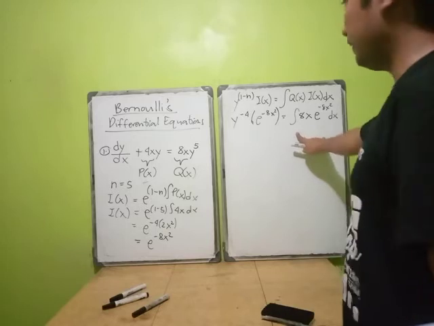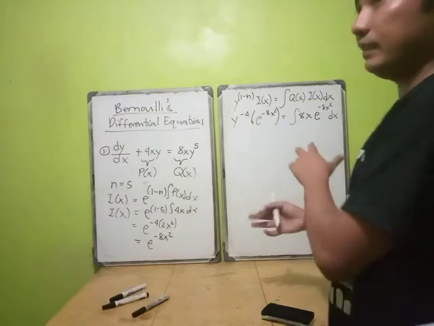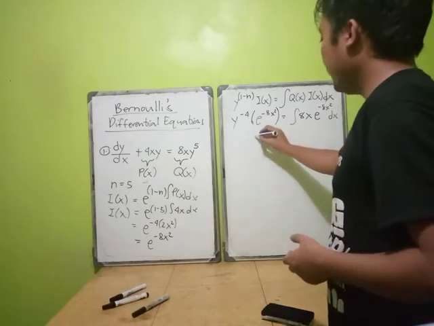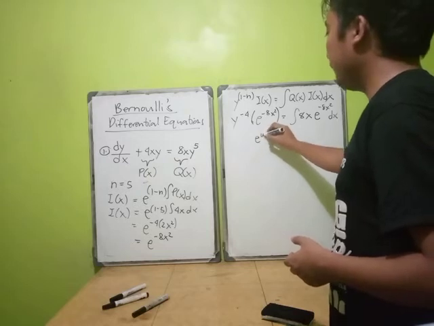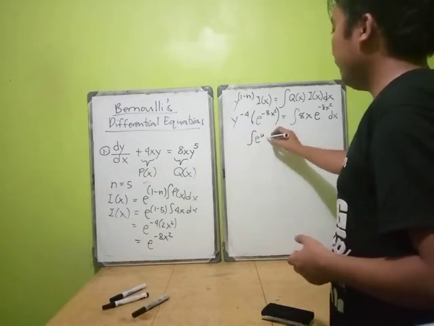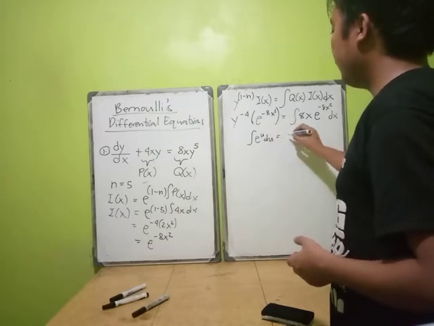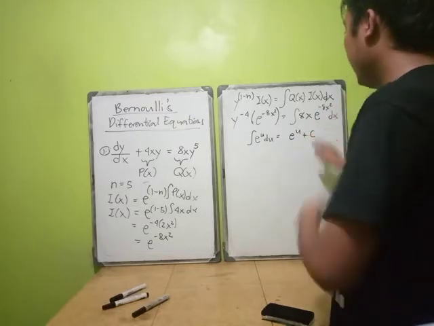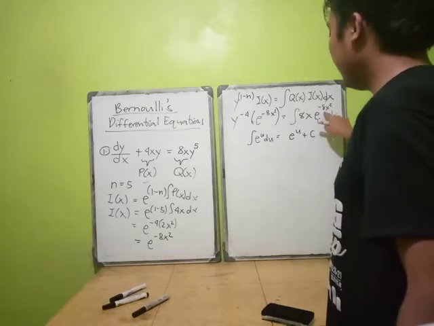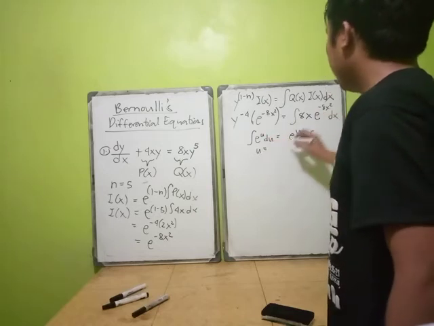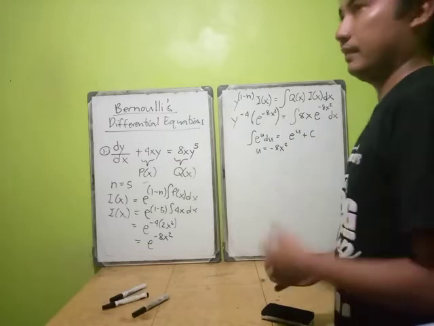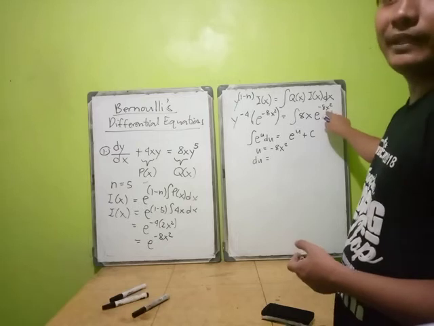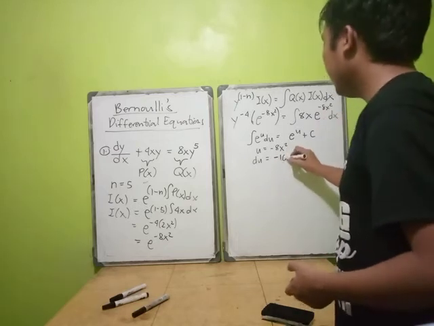Okay, so integrable ba to? Tingnan natin. So, we know na yung e to the power of u, di ba? Integrate mo yung e to the u du is equivalent yan kay e to the u plus c. So, here, yung u natin dito is negative 8x squared. So, yung du natin is i-differentiate natin itong negative 8x squared, yung exponent ng e. So, we have negative 16x.